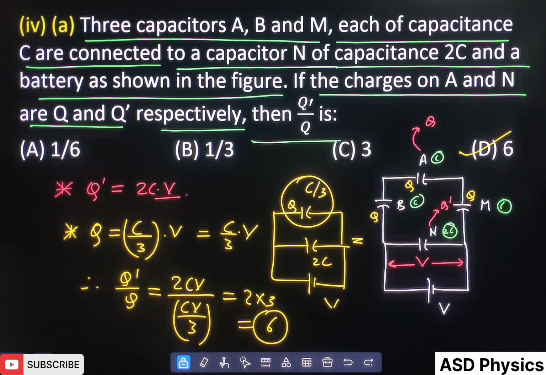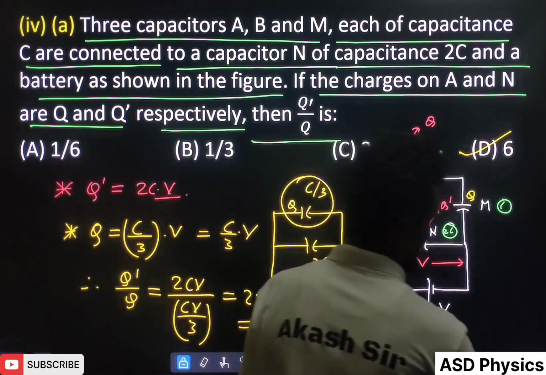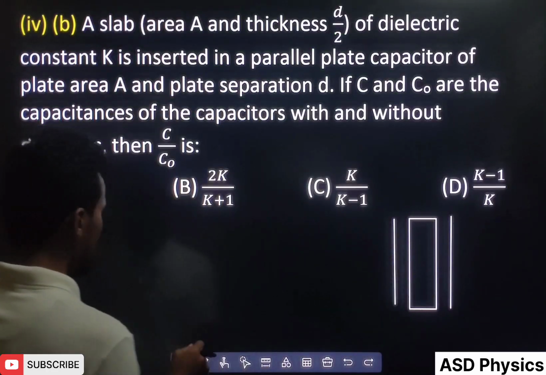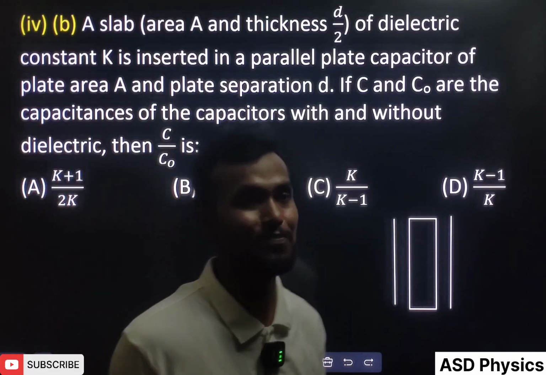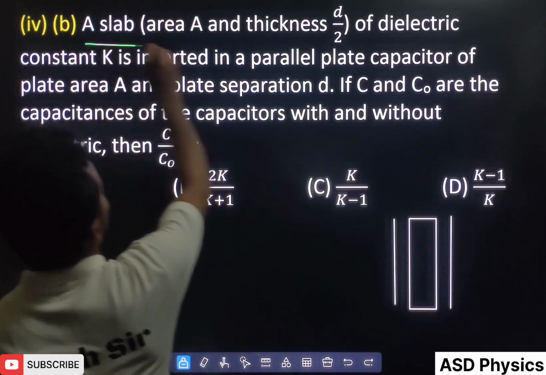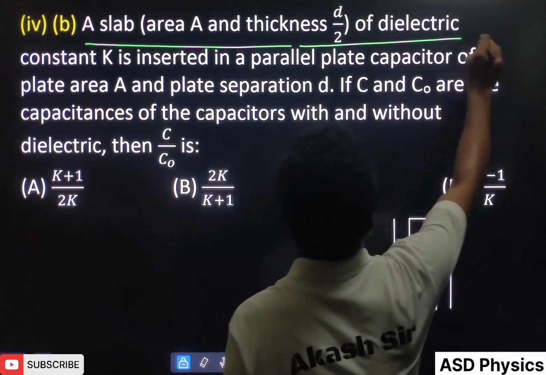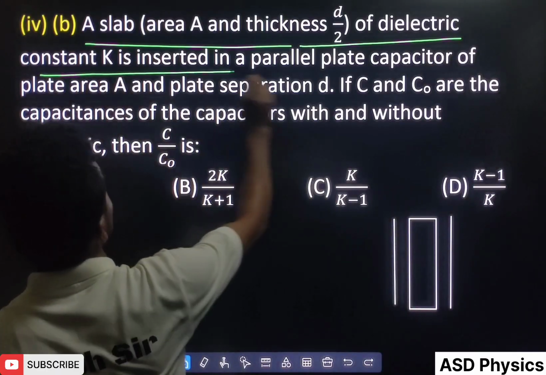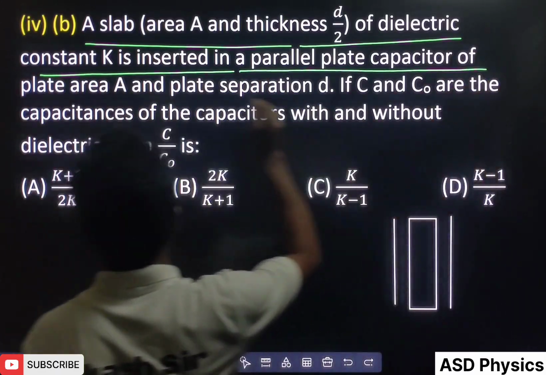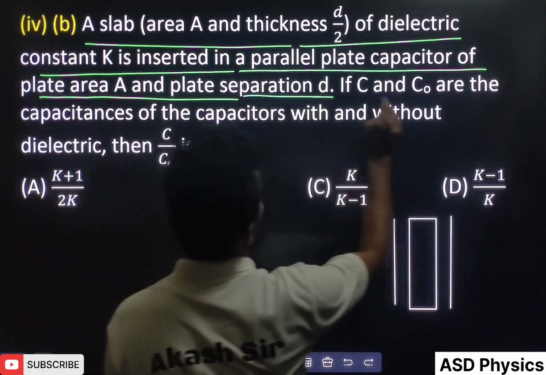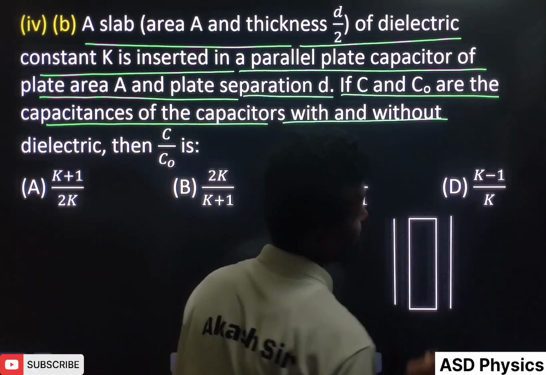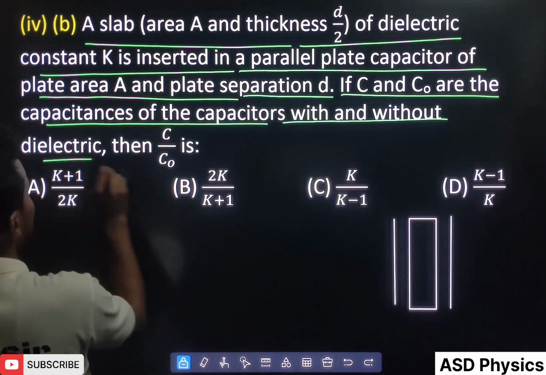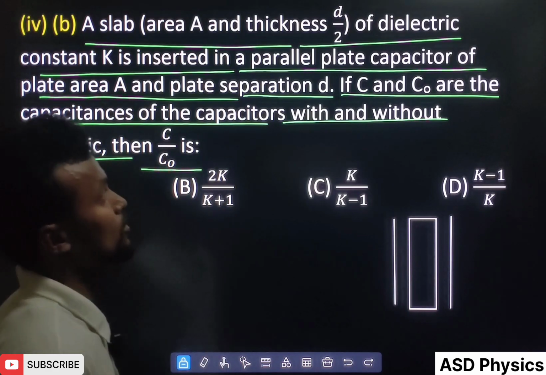Okay. Now students, the last question is left. This is an optional question we are solving. So see, the question is: a slab of area A and thickness T by 2 of dielectric constant K is inserted in a parallel plate capacitor of plate area A and plate separation D. If C and C naught are the capacitance of the capacitor with and without the dielectric, then C by C naught is how much here?